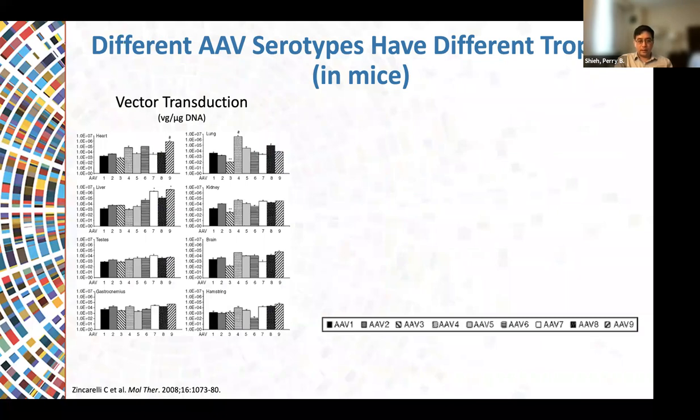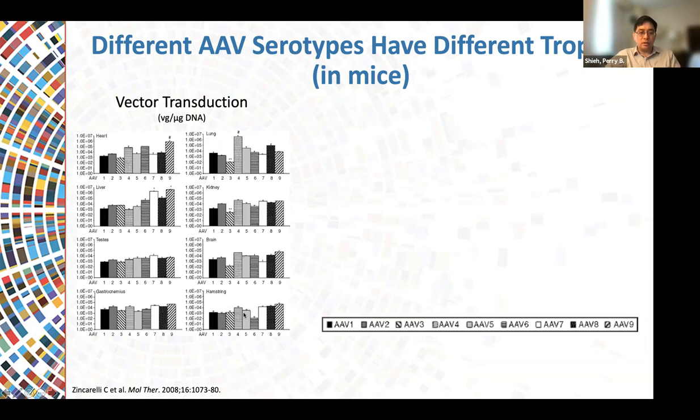This is a study that was published. It's done in mice. So I do want to emphasize that, but I think you can learn some things about it. And each of these bars represents a different serotype of AAV. So 1, 2, 3, 4, 5, 6, 7, 8, 9. And this is a logarithmic scale, just to point that out. And these are different tissues. So you can see heart, lung, liver, kidney, testes, brain, and gastrocnemius.